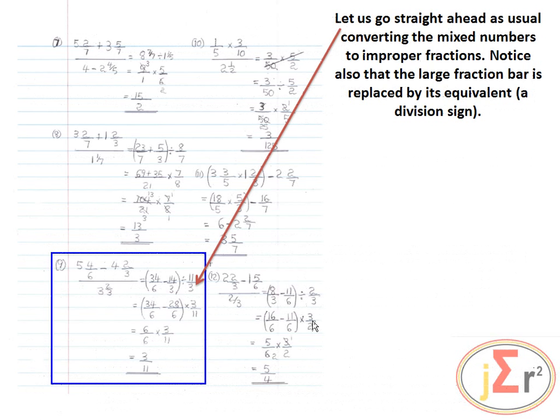Let us go straight ahead as usual, converting the mixed numbers to improper fractions. Notice also that the large fraction bar is replaced by its equivalent, which is a division sign. So we have done that here, replacing the large fraction bar with a division sign. Let us go straight ahead and do some conversion. 6 5s are 30, plus 4 is 34. That is our new numerator, and there we have our denominator.